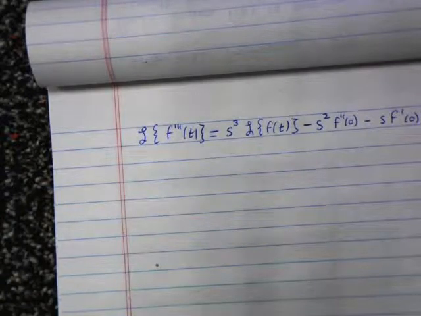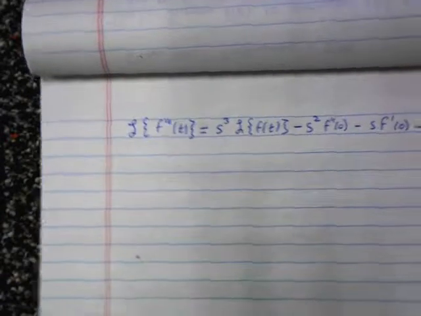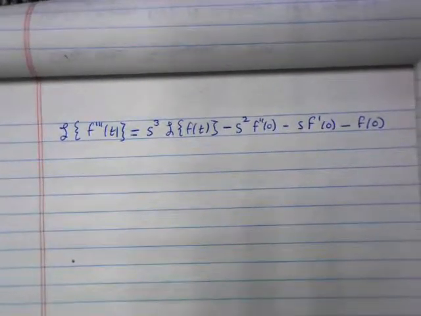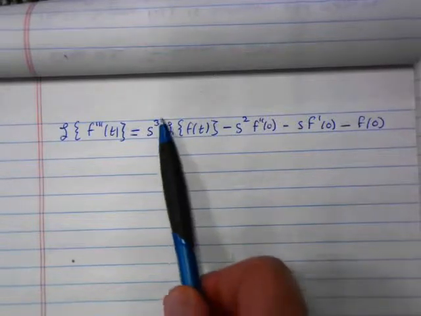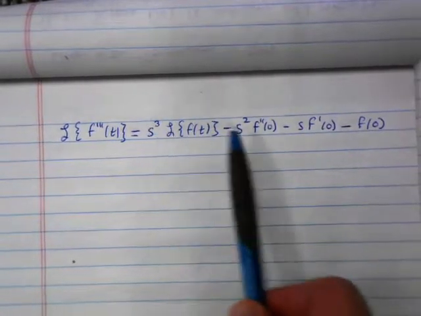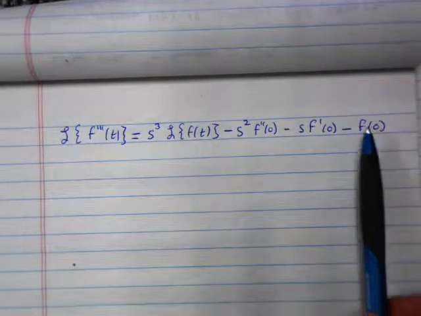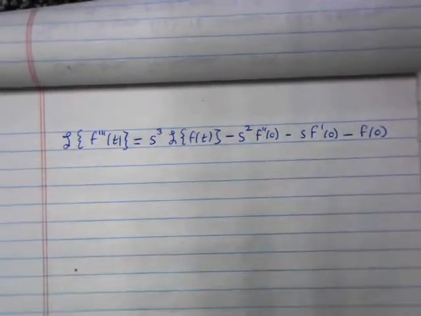And I could go on and do the fourth derivative, fifth derivative, on and on and on. But you get the pattern. What happens is you get the s cubed, then the s's go down, and on this end you start with f, and then you have derivatives going up.